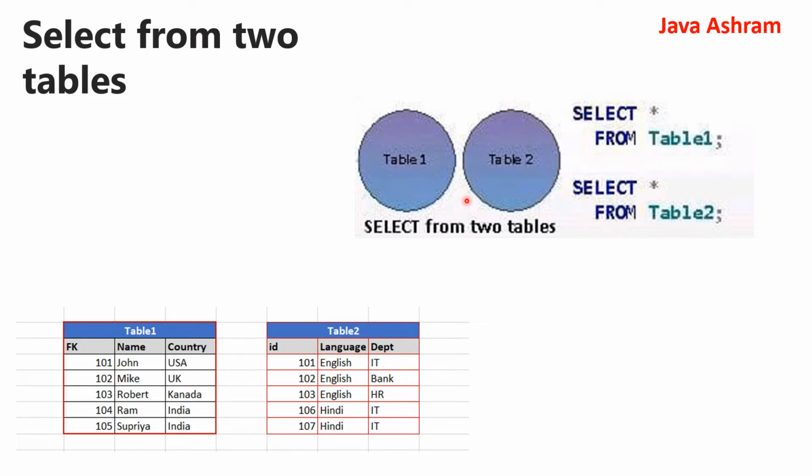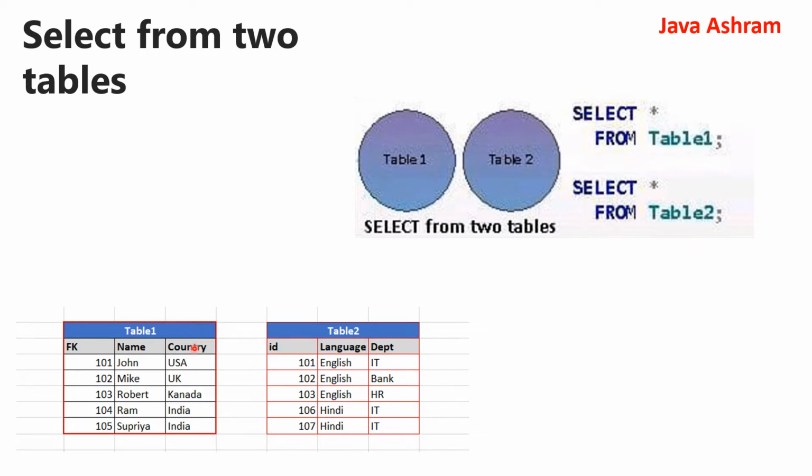So first we'll see the basic SQL query. It's about querying from two tables. Let's say we have table 1 and table 2. If you want to individually retrieve the data from these two tables, what you will do is SELECT * FROM table 1, it will give you the data from table 1. SELECT * FROM table 2, it will retrieve the data from table 2. So this is just table 1, table 2.